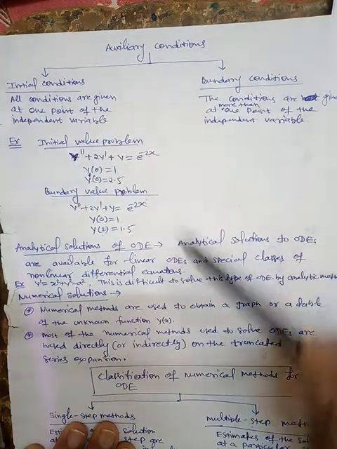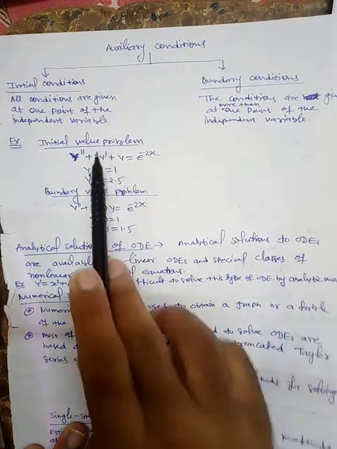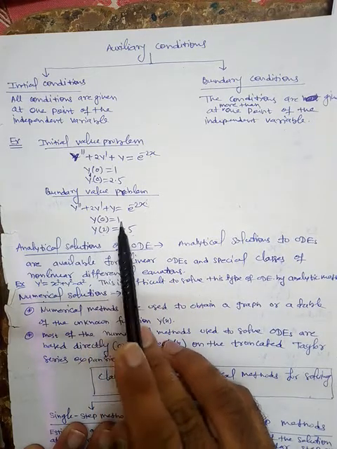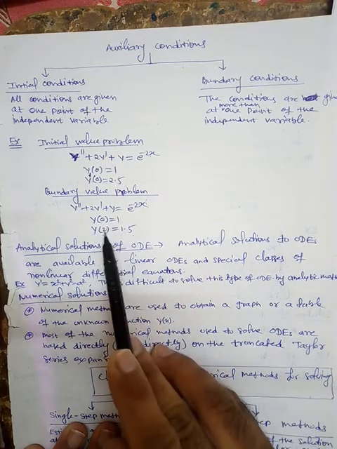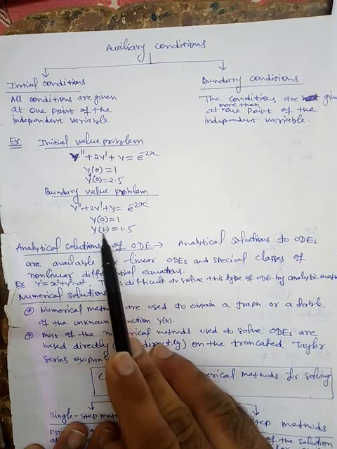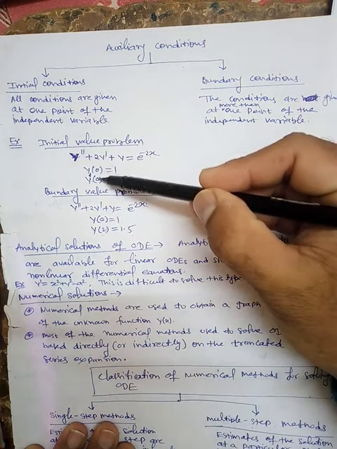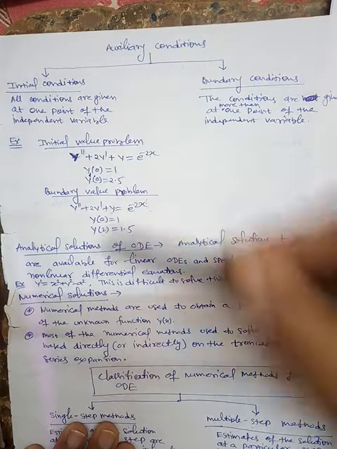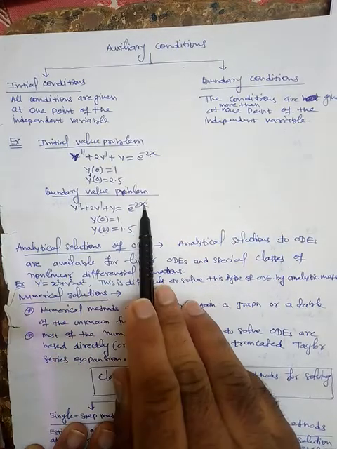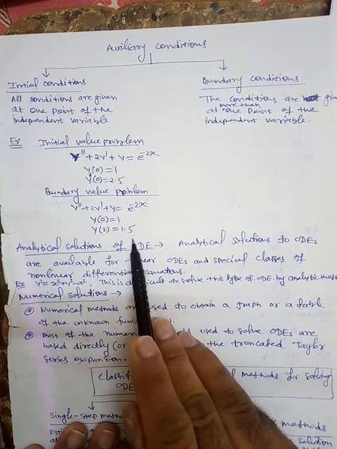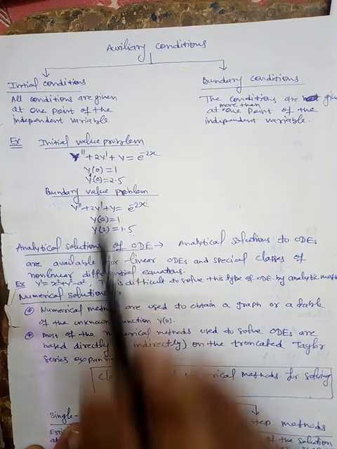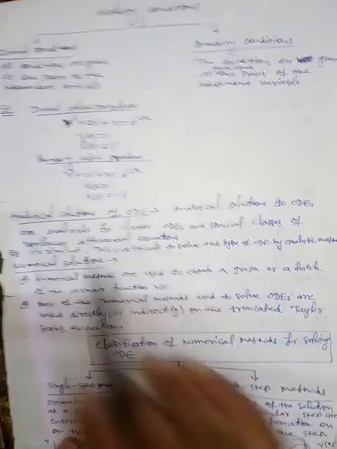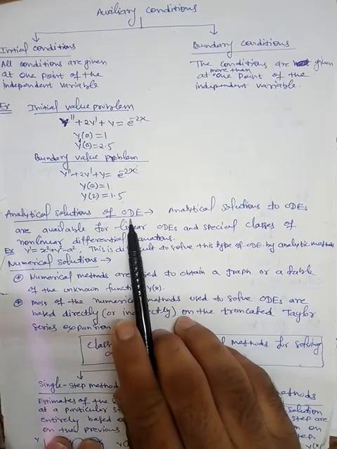Similarly, we have boundary conditions like this. We have the same equation, but the conditions are different: y at 0 is 1, y at 2 is 1.5. Here the conditions are given at two different points, 0 and 2, whereas in the earlier case we had the conditions at the same point, 0. That's why these are the initial conditions and these are the boundary conditions. This differential equation along with these boundary conditions is known as a boundary value problem.